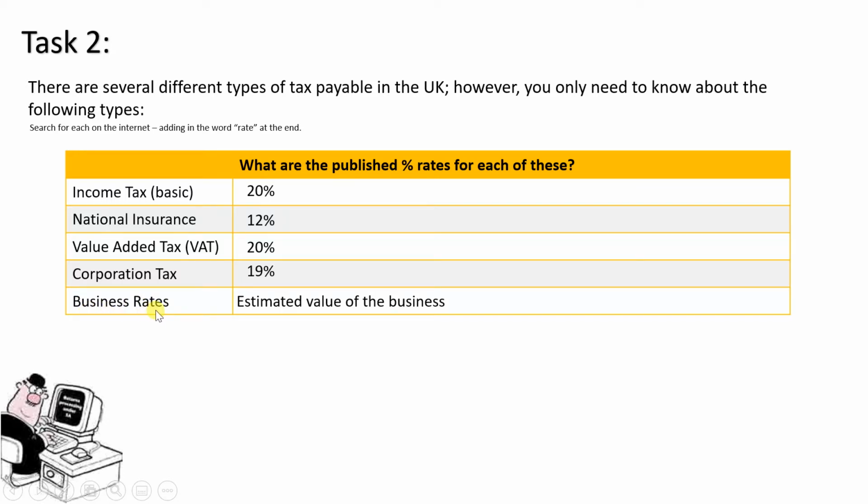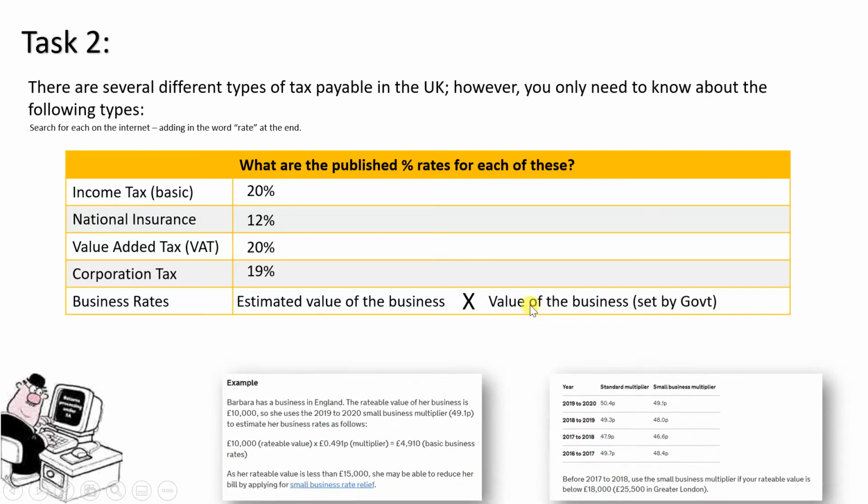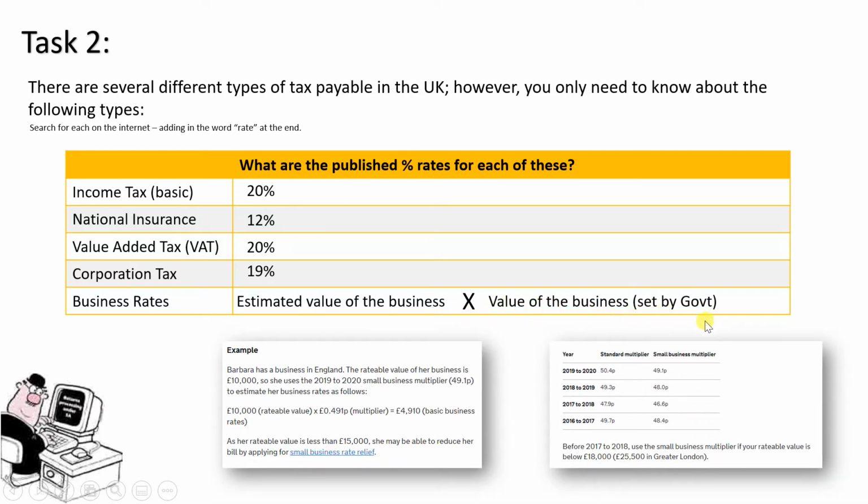So the formula, as near as we can take it to a formula, is estimated value of the business multiplied by the value of the business, which is set by the government. But that value of the business is not just the business earns £10,000 a year and you times it by £10,000 a year. The second number is actually called a multiplier, and if we look through the examples below, that's going to make more sense to you when we actually look at the examples which are going to pop up now. So let's have a look.